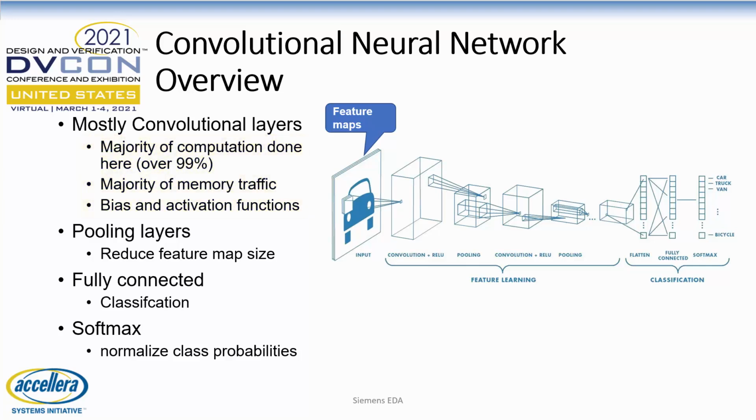The inputs into a convolutional layer are called feature maps, and the number of feature maps typically doubles from layer to layer. Because of this, pooling layers are used to reduce the feature map size in order to manage complexity. The fully connected layers are where classification is performed, and the softmax layer is used to normalize the outputs. For this tutorial, we will focus mostly on the convolutional layers.